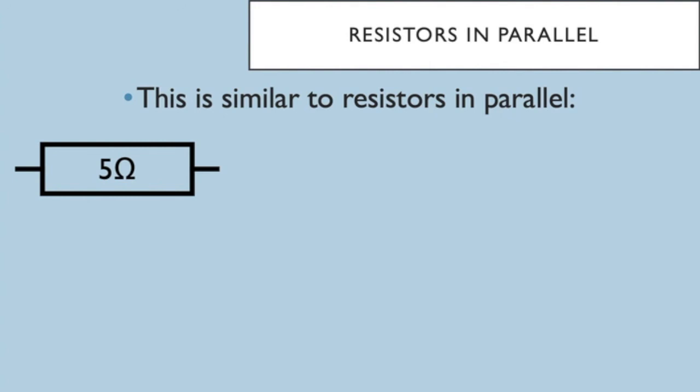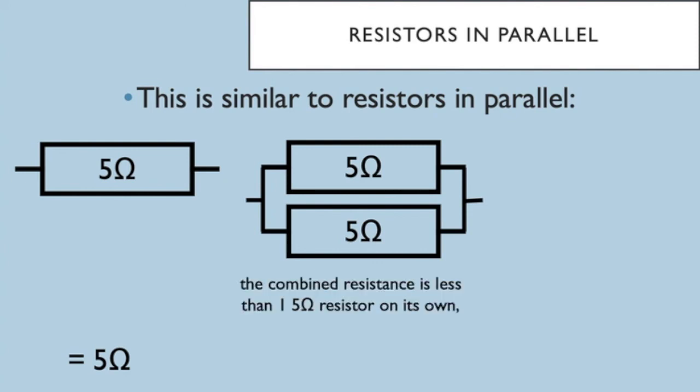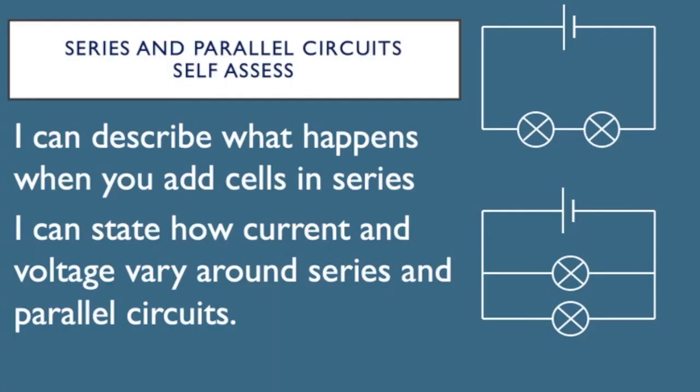So if I've got a 5 ohm resistor, then obviously that would have a resistance of 5 ohms. If I put two of those resistors in parallel to each other, the combined resistance is less than one 5 ohm resistor on its own, and in fact it's 2.5 ohms. If I have three resistors in parallel to each other, the combined resistance is less again, and in fact it's 1.67 ohms.